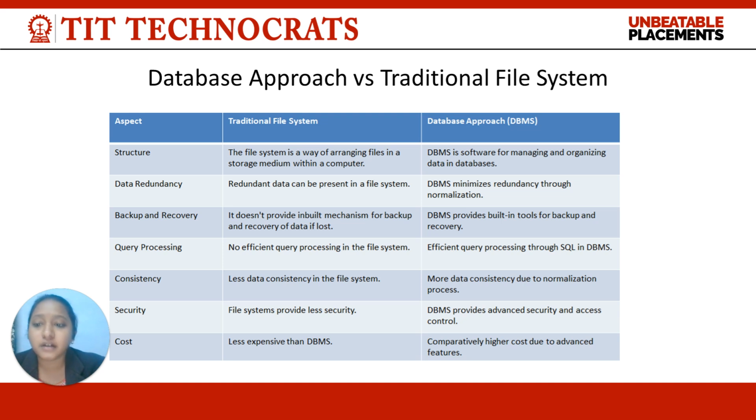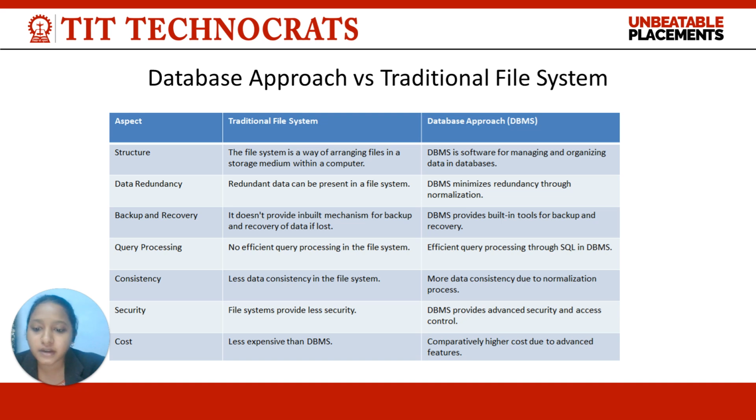Next is data redundancy. In the file system, you might find the same data stored in multiple files, like a student's name appearing in both the library file and the exam file. This creates duplication. In a DBMS, the problem does not exist because the data is stored only once and other tables can link to it. So redundancy is reduced and consistency is maintained.